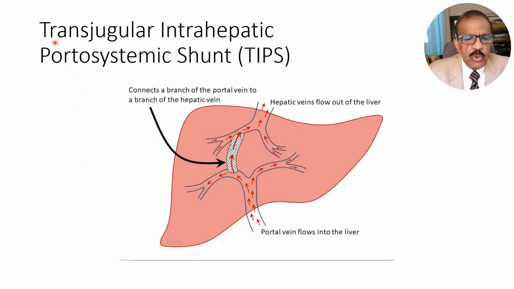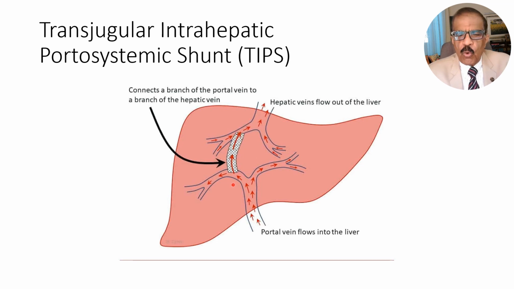TIPS is transjugular intrahepatic portosystemic shunt. If you read this word slowly and try to decipher it, transjugular means a catheter is passed through the jugular vein right into the hepatic vein. So this is a branch of the hepatic vein. From there it goes here. And intrahepatic, this shunt is within the liver. And portosystemic, this is the portal vein, and this hepatic vein is part of the systemic circulation. So a communication is created between the portal vein and the hepatic vein.